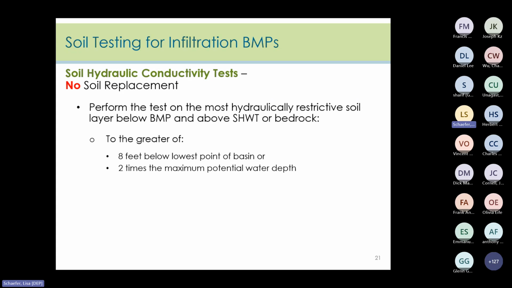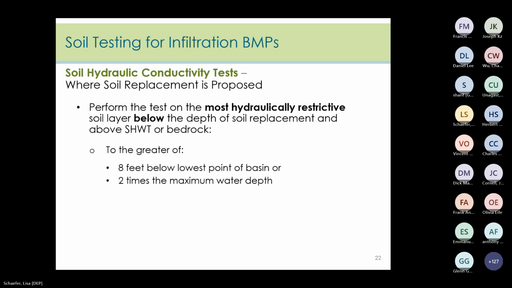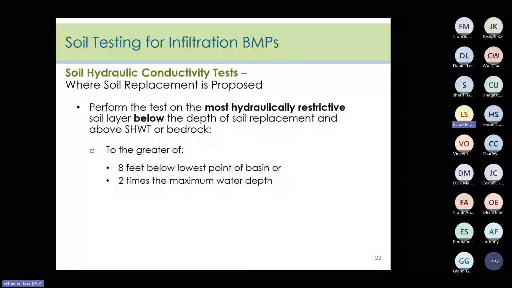Okay, and so from our audit experience, the depth to which the soil exploration extends to locate the most hydraulically restrictive layer is quite often inadequate. That can greatly affect the performance of your BMP designed to infiltrate. Now, if soil replacement is proposed beyond the required layers in the BMP, the depth is measured from the elevation of the bottom of the required sand or soil layer, the stuff you're putting in to replace soil.